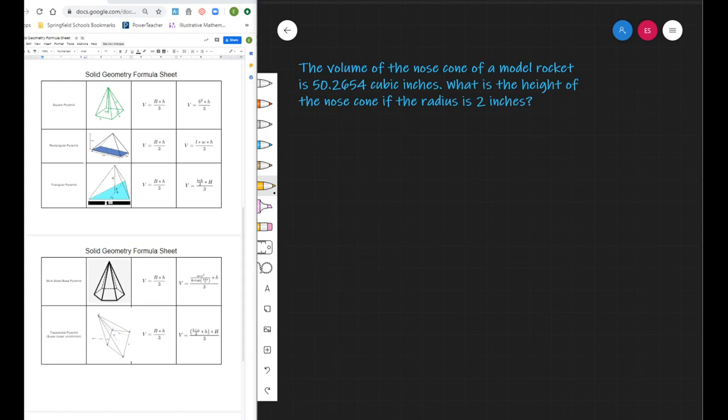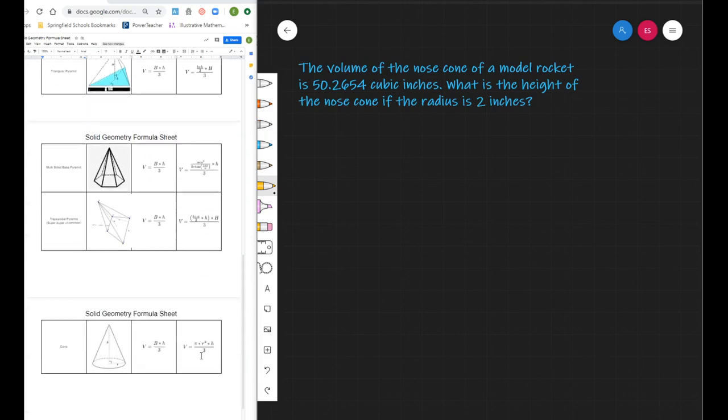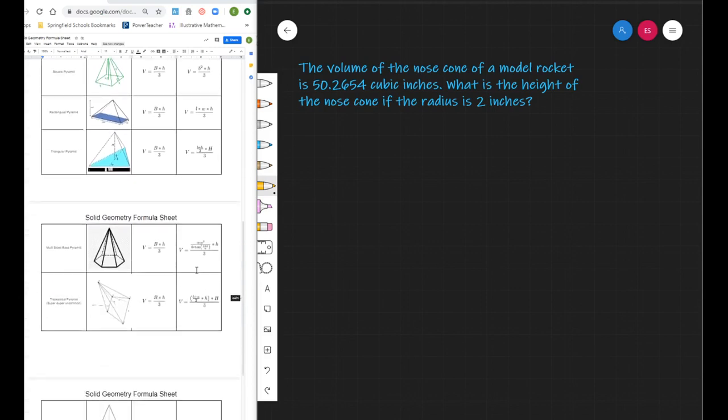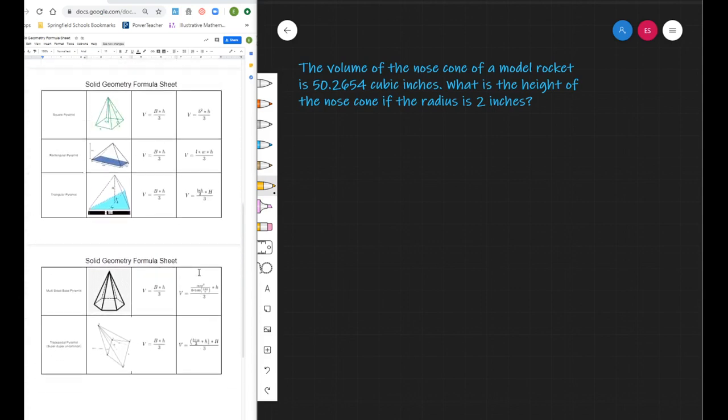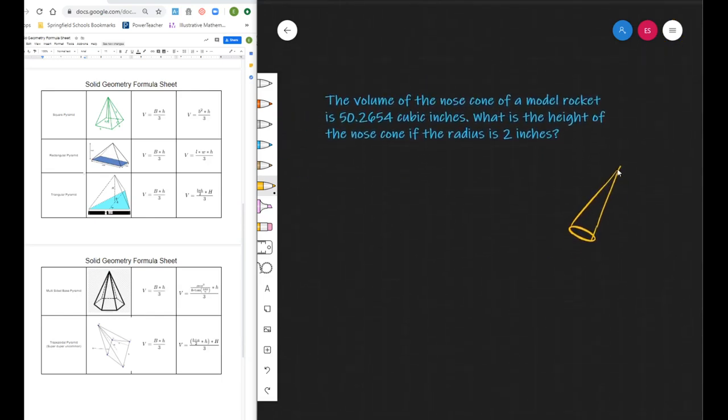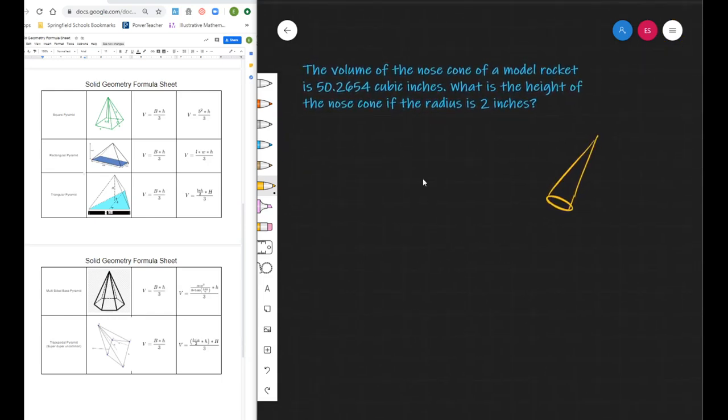We're just going to do one example, and then the other examples you'll have to figure out which of the formulas from your formula sheet you need to use and apply that formula to the particular problem that you're working on. So our example is if we have a nose cone of a model rocket. So we have a cone on the top of a model rocket. Okay, so that's the cone, the nose cone of a model rocket.